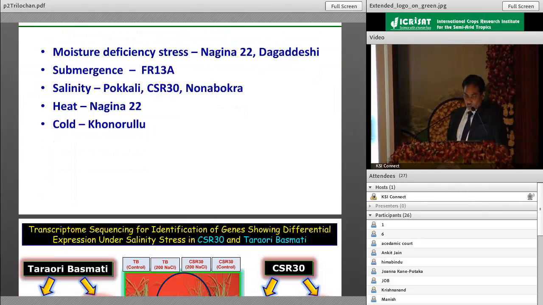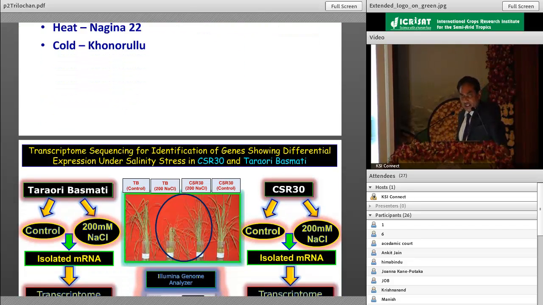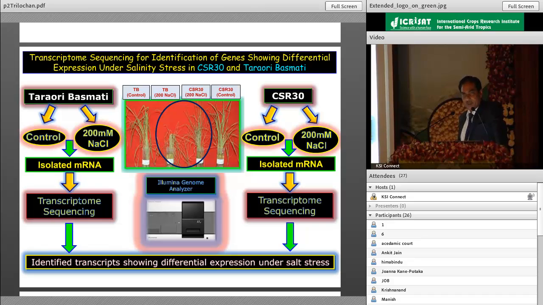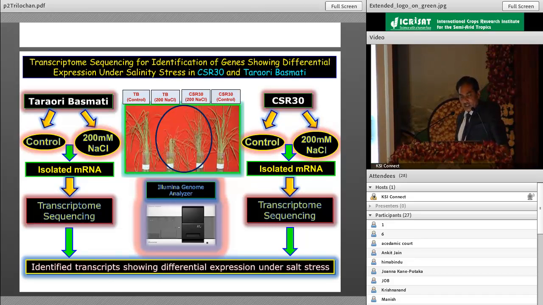That's what we chose, because they are phenotypically very, very close. And CSR 30 is supposed to be a backcross derivative of Taraori Basmati. So both have Basmati quality traits, and CSR 30 is tolerant and Taraori Basmati is susceptible.